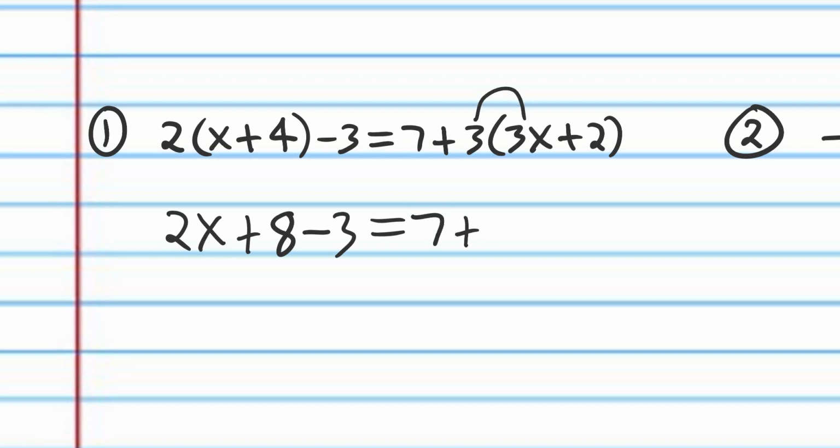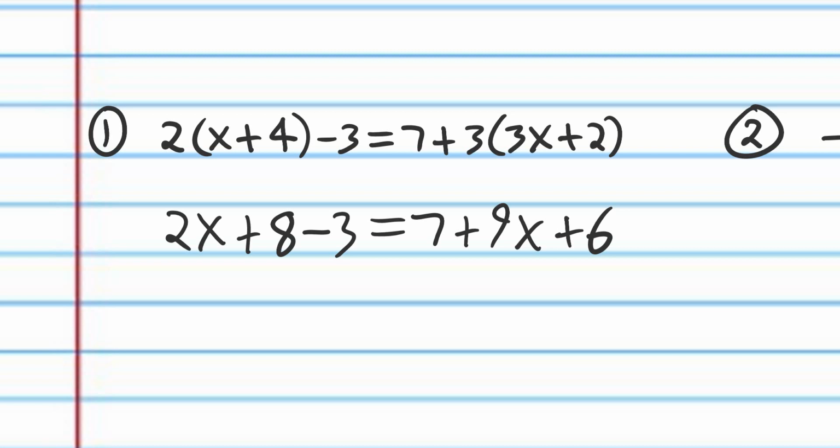3 times 3x is 9x, and 3 times 2 is 6. That's it. It's pretty simple. That was an easy problem because we didn't have any negative signs inside the parentheses. But we're starting off easy here, and that's pretty much what we're going to be doing for this entire class.